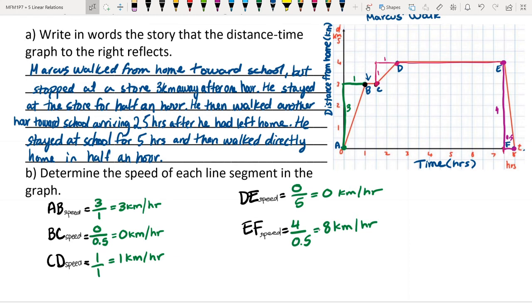So this is how you determine the speed of each line segment, and we did an example of this before, but I thought it'd be really important to show you it again. And let's move on to activity 2.